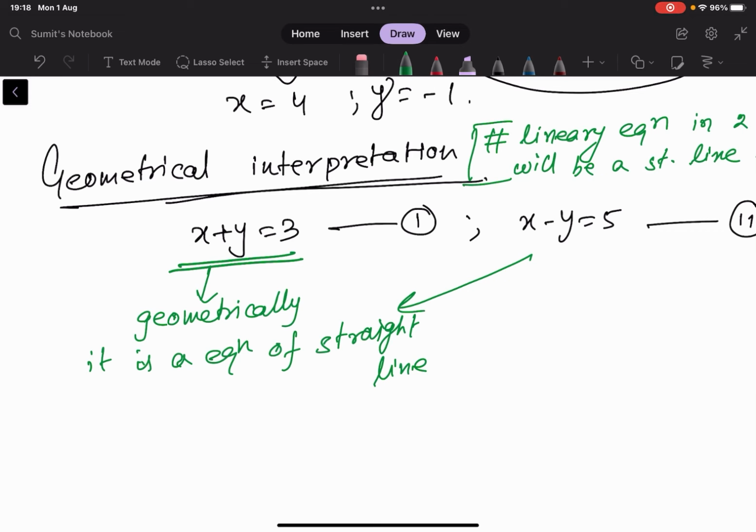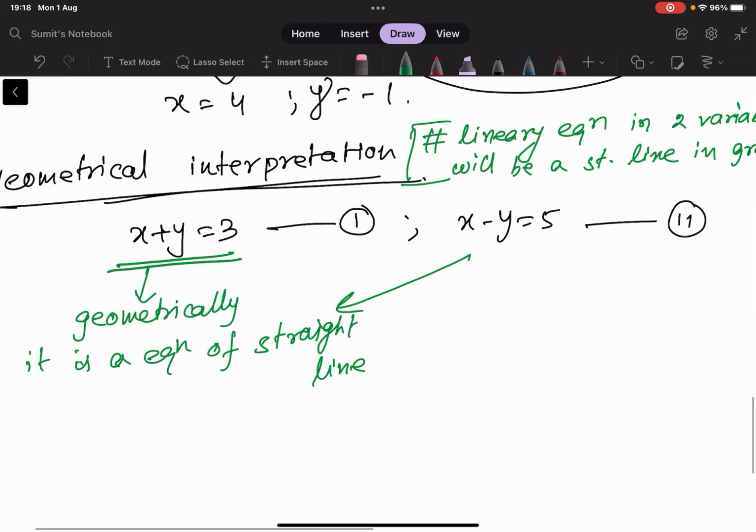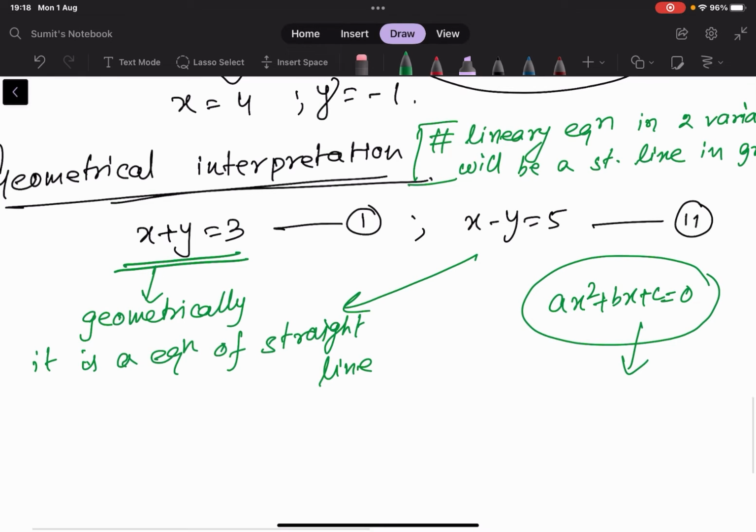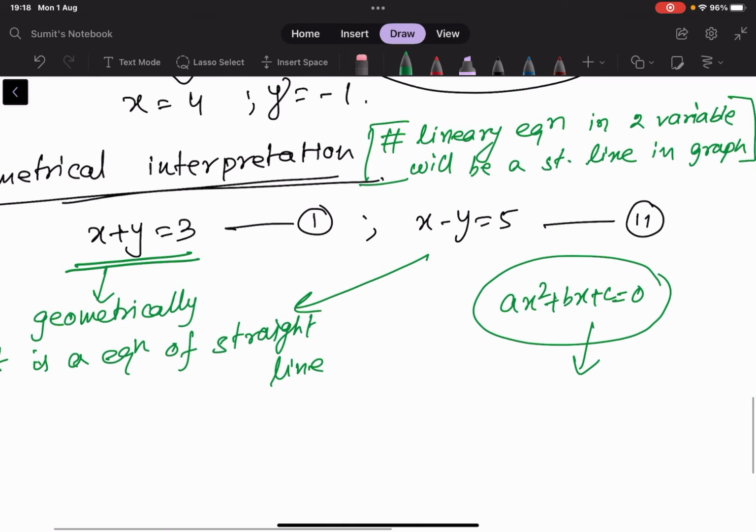What will be the quadratic equation? Quadratic equation means like ax square plus bx plus c equal to 0. That also has a geometrical significance. It will represent some other geometrical shapes. Linear equation in two variables.